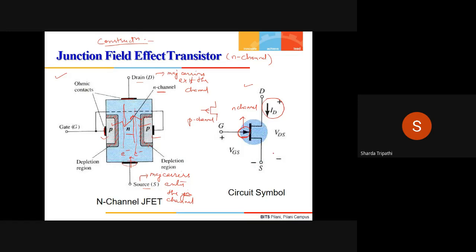And across the drain and the source terminal, I mark the voltage VDS. This will also be our output voltage. And likewise, across the gate and the source, we have voltage VGS, which will denote our input voltage. So variation in input voltage is going to control the output current ID and also the output voltage VDS.